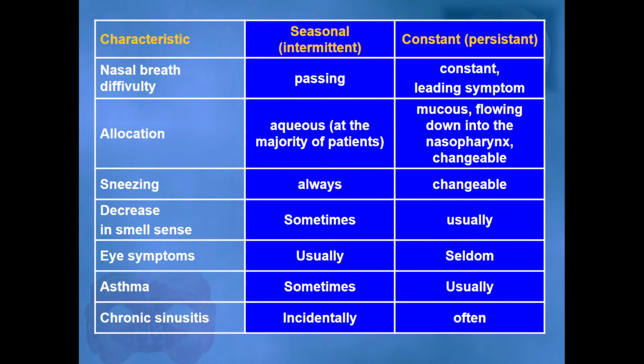So what are the main symptoms? It's nasal breathing difficulty, discharges from the nose, sneezing, decreasing sense of smell, eye symptoms. Quite often allergic rhinitis is accompanied by bronchial asthma or atopic dermatitis.